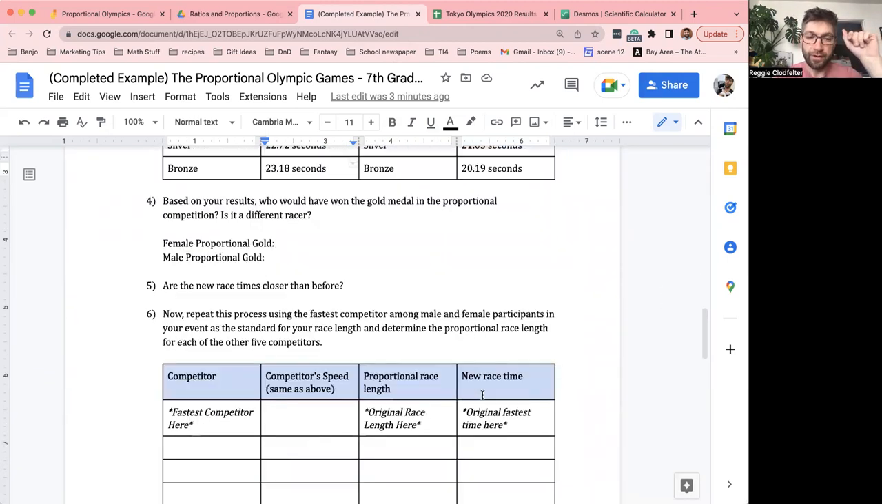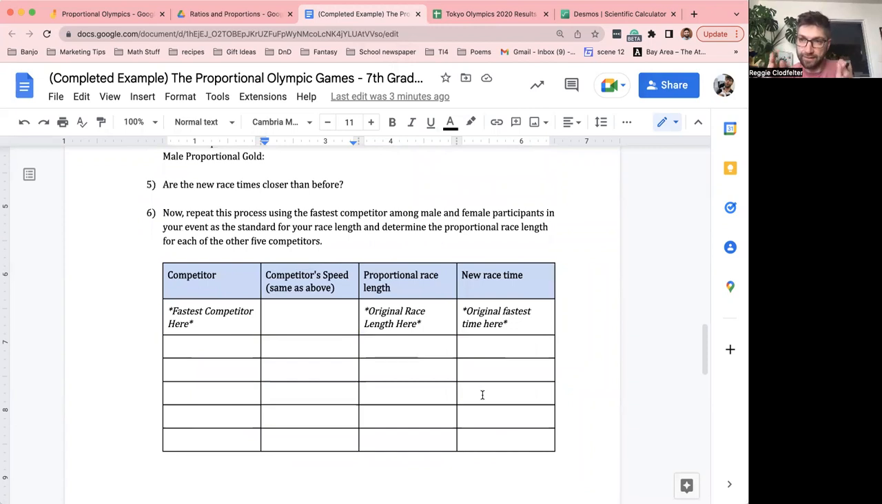So now what we're going to do on 6 is act as if everyone is in one division, as if there isn't two divisions, a female and a male division. We're going to calculate the proportional race distance based on height for all 6 competitors compared to the fastest competitor out of all 6. So we're going to combine the two divisions and see the results. I will walk us through that.